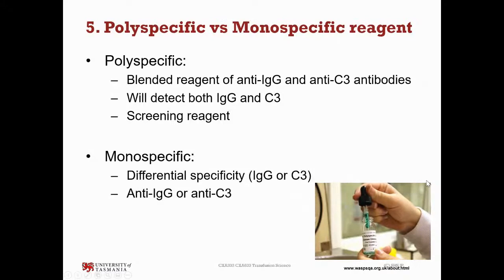So just remember, polyspecific is a blended reagent of anti-IgG and anti-C3 antibodies, so it will detect both IgG and C3, and we use that as a screening reagent. Monospecific is when we've got a reagent that is specific for IgG or a reagent that's specific for C3, usually C3d. Okay, and so the one that we use in the laboratory is a polyclonal monospecific IgG.